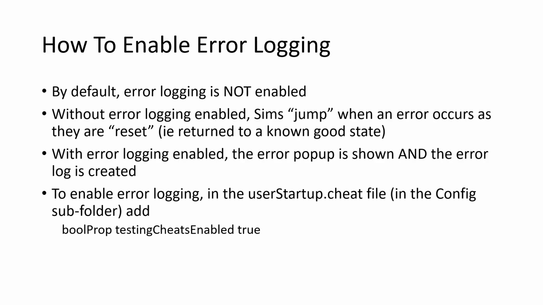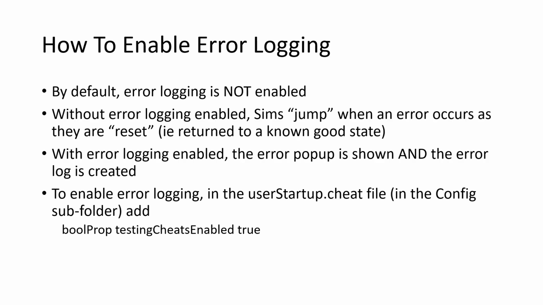If you don't have that testing cheat enabled, so you don't have error log enabled, when an error occurs, sims will jump. They usually rotate round to a different position, or if they're in bed, they suddenly jump up and stand by the side of the bed. And what the game is doing there is that it's just resetting whatever created the error, which is usually a sim, to a known good state. So a position it can start running the simulation from again.